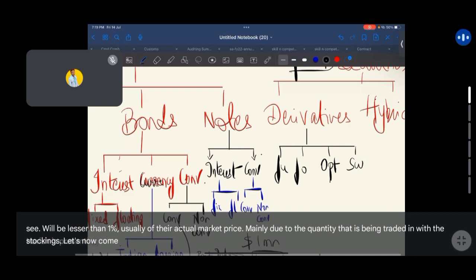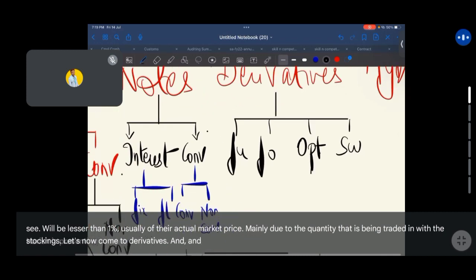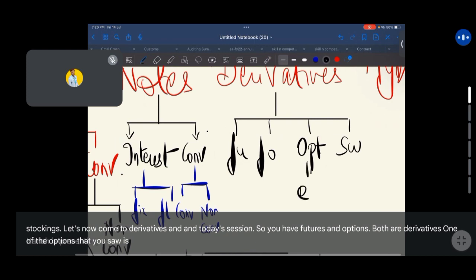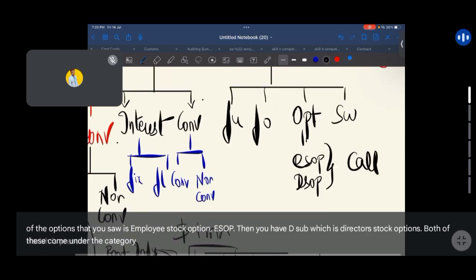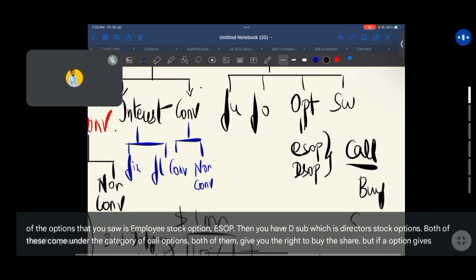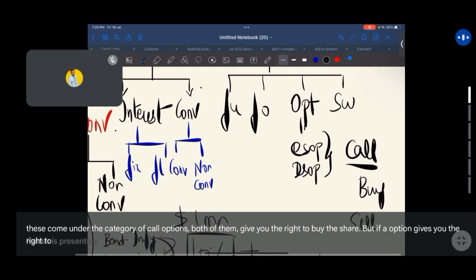Let's now come to derivatives and end today's session. So you have futures and options, both are derivatives. One of the options that you saw is the employee stock option, ESOP. Then you have DSOP, which is director stock options. Both of these come under the category of call options. Both of them give you the right to buy the share. But if an option gives you the right to sell the share, then it is called a put option.